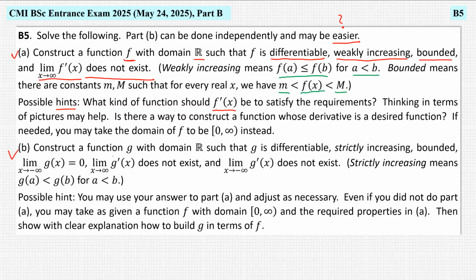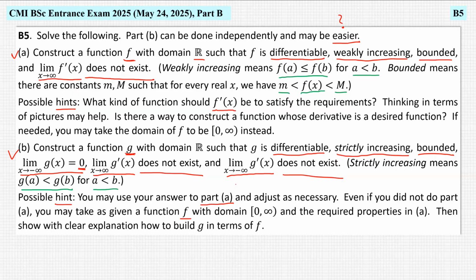And for problem B, construct a function g with domain being the set of real numbers such that g is differentiable, strictly increasing, meaning that if b is greater than a, then g of b is strictly greater than g of a, bounded, the limit of g of x as x approaches negative infinity equals 0, and the limit of the derivative g prime of x as x approaches infinity, and the limit of the derivative g prime of x as x approaches negative infinity, both do not exist. And the hint suggests that we try to use function f obtained in part A and modify that function a little bit.